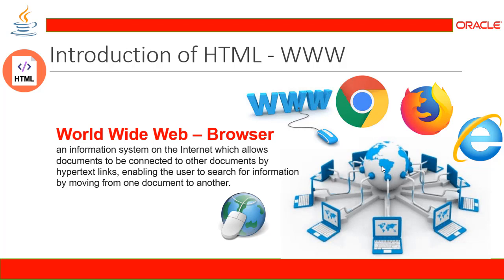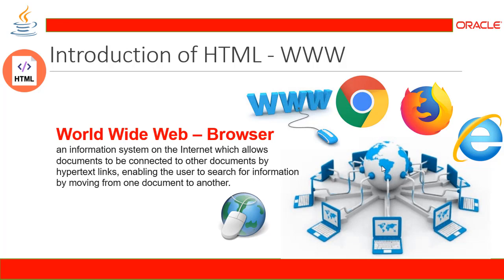Out of this, they need a particular resource or a particular platform, or you can say a particular form, to provide that content all over the world. That's what we call the World Wide Web. The World Wide Web is an information system on the internet which allows documents to be connected to other documents by hypertext links, enabling the user to search for information by moving from one document to another. And that form is going to be provided by the browser.